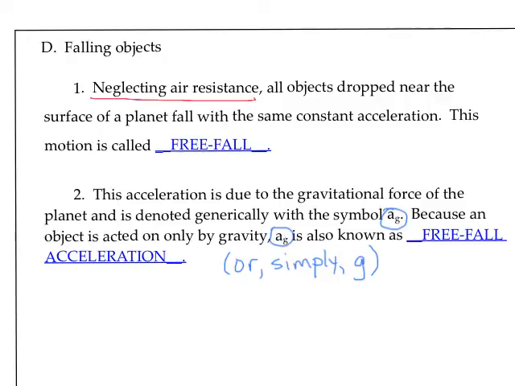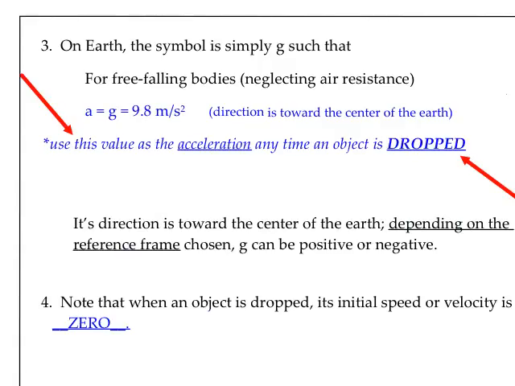This acceleration is due to a gravitational force. So you'll see the notation a with the subscript g, or you might simply see a lowercase g. And this refers specifically to our free fall acceleration, or our acceleration due to gravity. On Earth, this has a particular value. It should have been 9.8 meters per second squared, as you found out in your summer assignment. This is the value that we're going to use anytime an object is dropped.